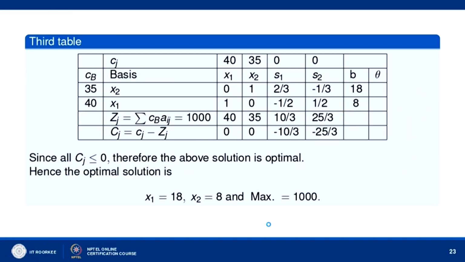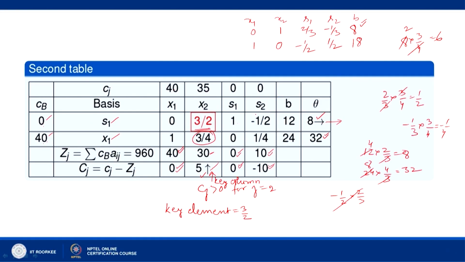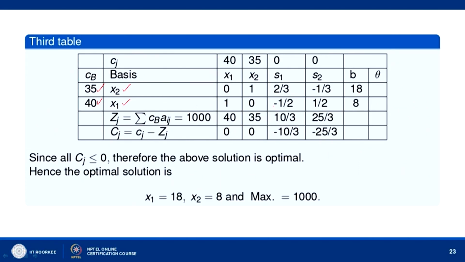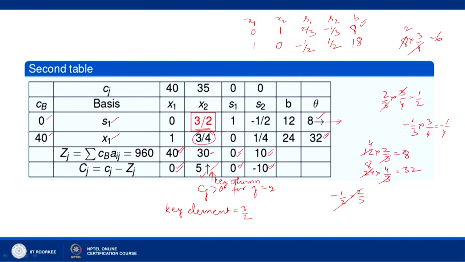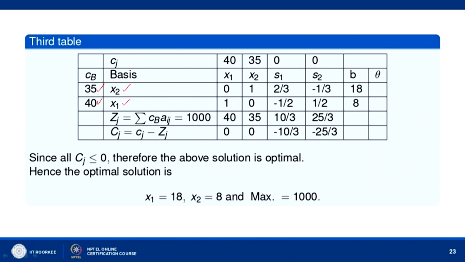So, let us see: 35, 40, x2, x1, and 0, 1, 2 by 3, minus 1 by 3, and here we will have 8, and then 1, 0, minus half, and here we will get 18. So, this is 18, this is 8. This is 8 and this should be 18. And what will we get then?